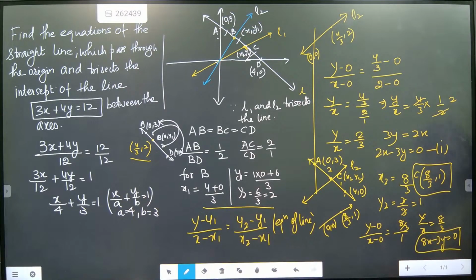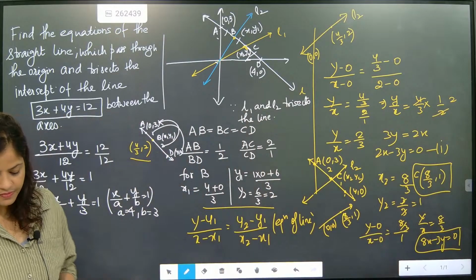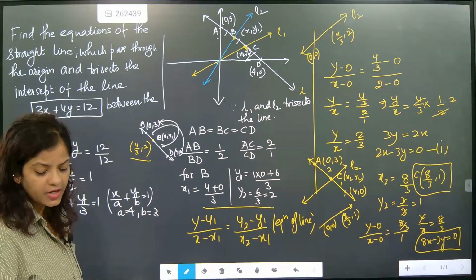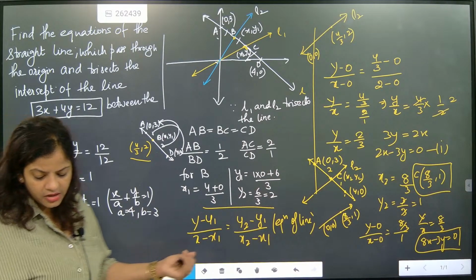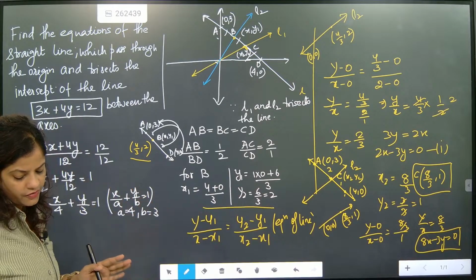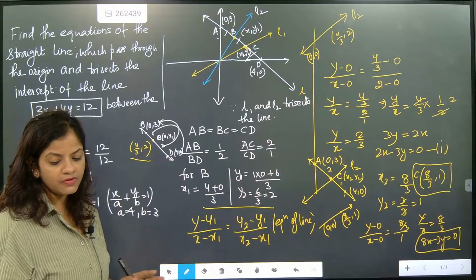This is the other equation of the line. So 8x minus 3y equal to 0 is one equation. Another equation is this one. So 100% we got two equations of the line, and this is the way we can solve the question.